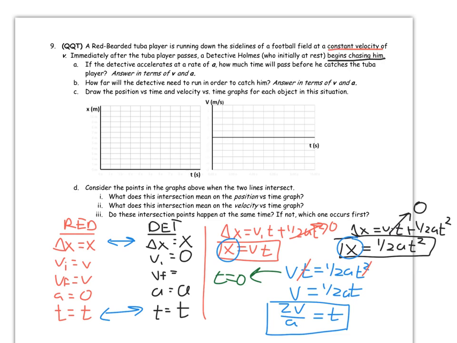However, that's typically what we refer to as the trivial solution. That's not the one we wanted. We knew they were at the same location at 0 seconds. What we wanted was that other time when they're at the same location, and that's this time here, 2v divided by a.